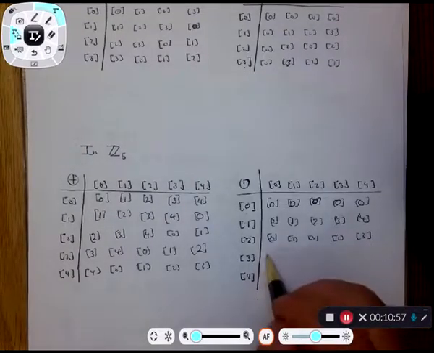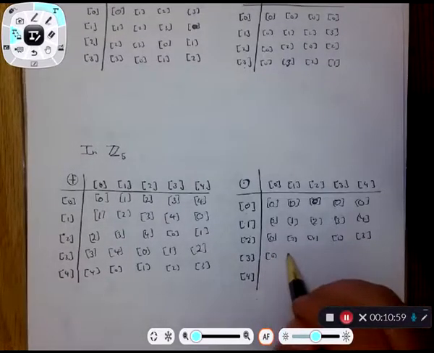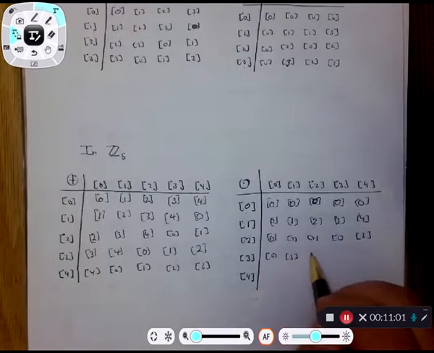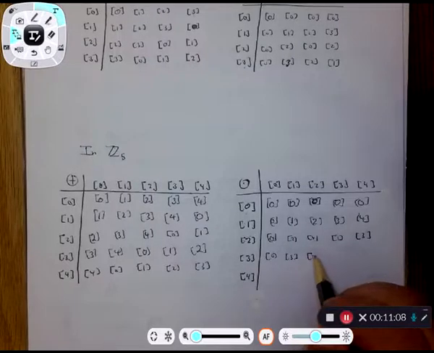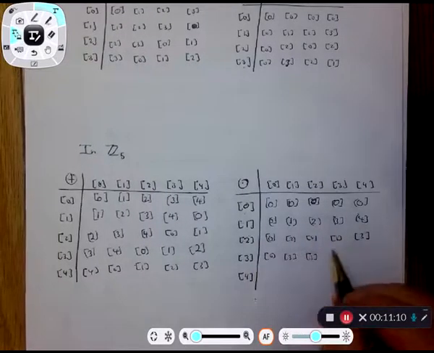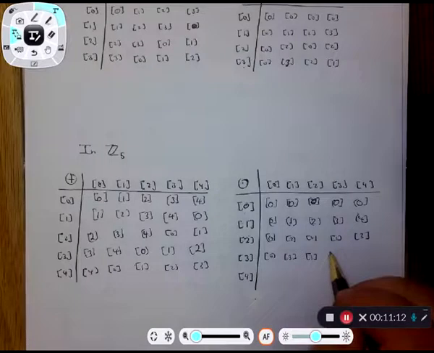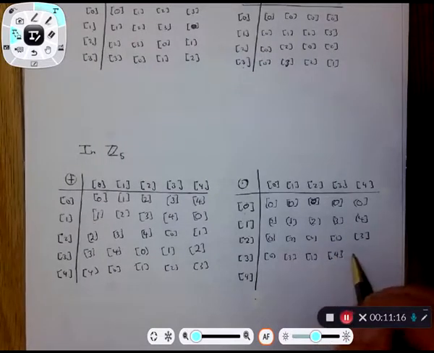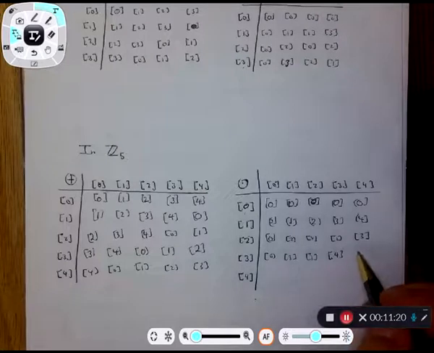Three times 0 is 0, 3 times 1 is 3, 3 times 2 is 6, but in Z5, 6 is equivalent to 1. 3 times 3 is 9, and in Z5, that would be 4. And 3 times 4 is 12, and in Z5, subtract off multiples of 5, that would be subtract off 10, and I get 2.